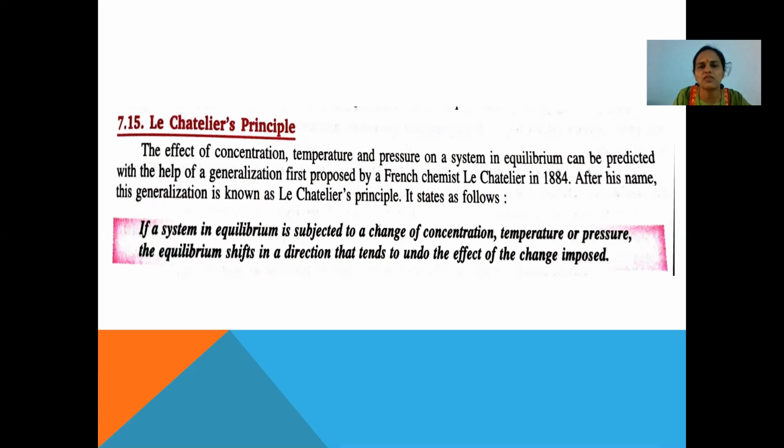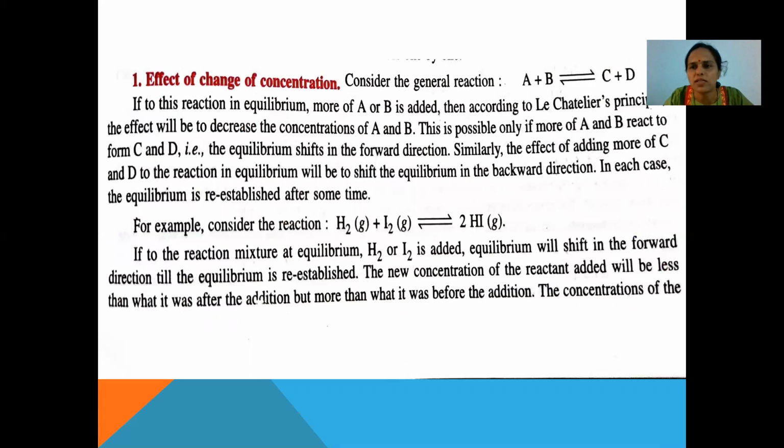So let us consider the factors. The first factor which we'll consider is the effect of change of concentration. If you consider a general reaction, A plus B gives C plus D, addition of more reactants will tend the reaction to proceed in the forward direction, and addition of more products will tend the reaction to proceed in the backward direction.